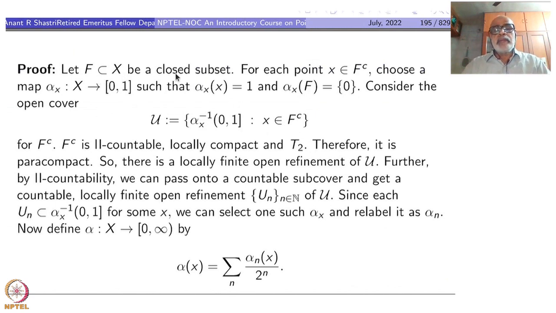Start with any continuous function, F a closed subset of X. For each x in the complement, choose a function alpha x from X to [0, 1] such that alpha x at x is 1 and alpha x of F is 0. Consider the open cover U, which is alpha x inverse of (0, 1], x belonging to F complement. I have such functions alpha x, so take U to be this open set. This will be an open cover for F complement. F complement, being an open subset of a second countable, locally compact T2 space, is second countable, locally compact and T2. Therefore it is paracompact.